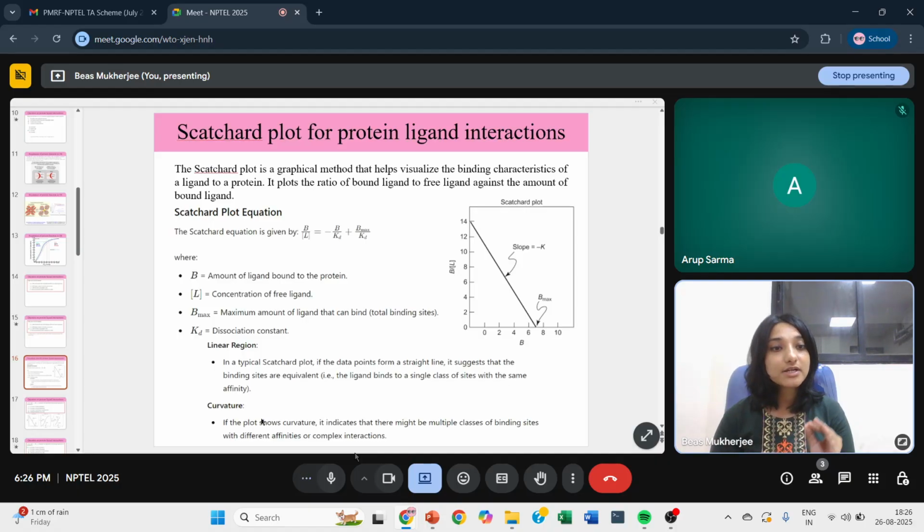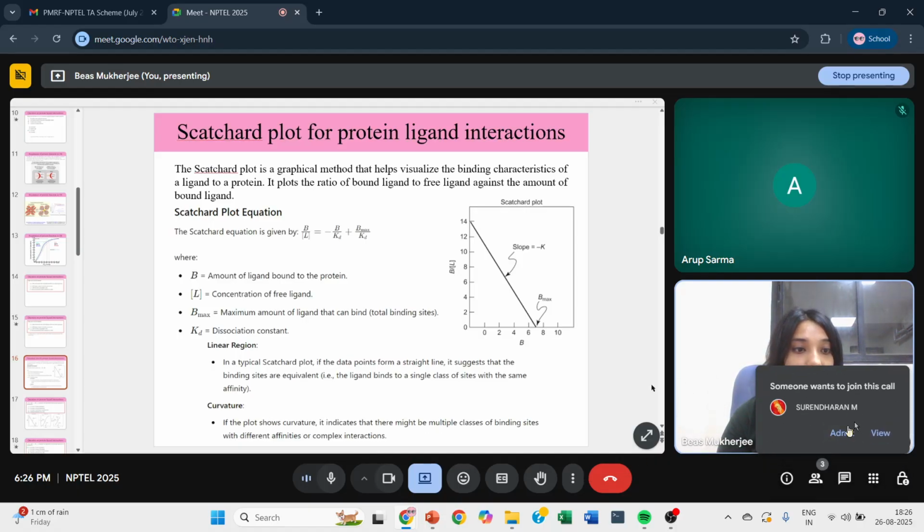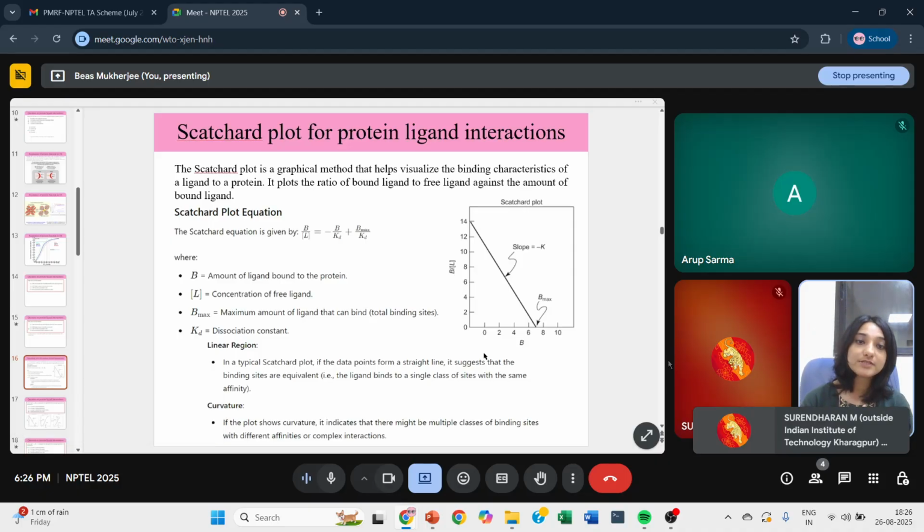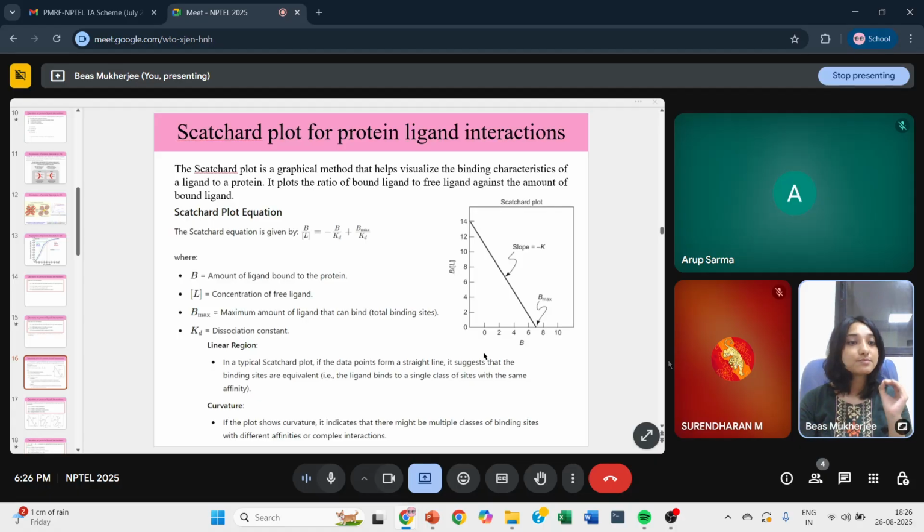So in a typical Scatchard plot, if the data points form a straight line, it suggests that the binding sites are equivalent. That is, the ligand binds to a single class of sites with the same affinity. The graph is plotted with the concentration of bound form divided by free form on the y-axis, and on the x-axis it is bound form. Now the slope is minus K, or minus Kd, and Bmax can be got from the x-axis intercept.